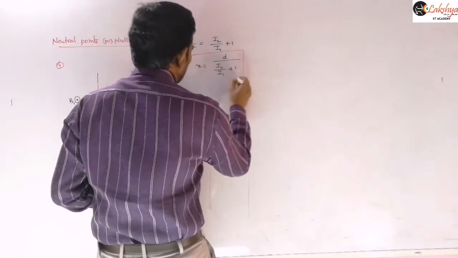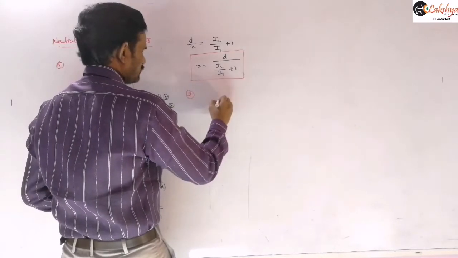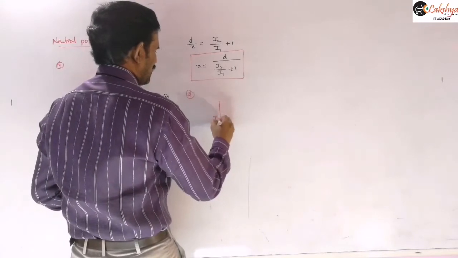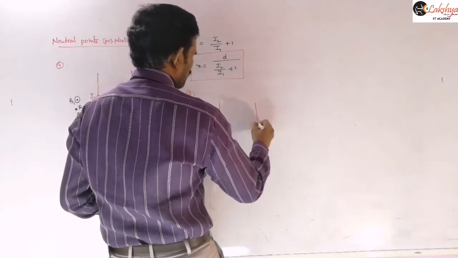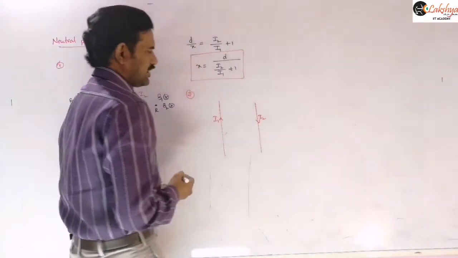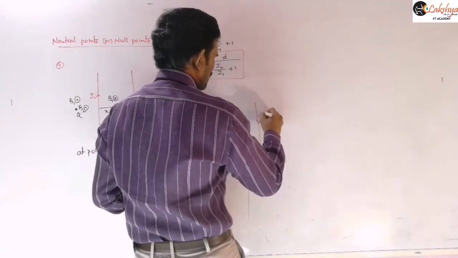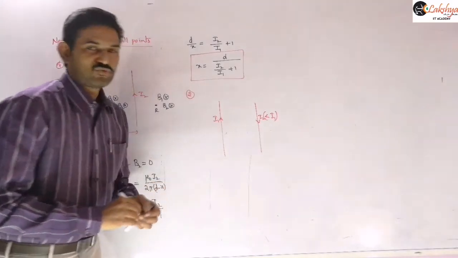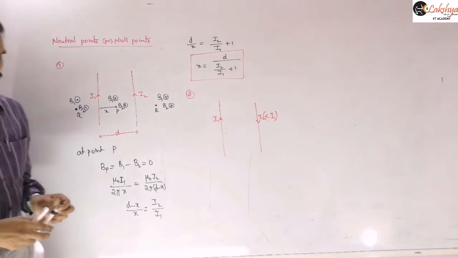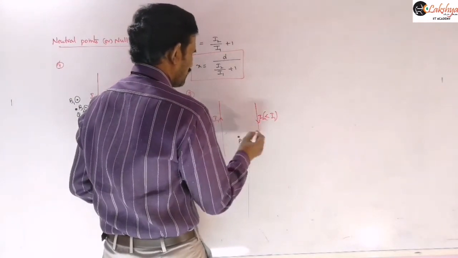Now suppose you consider the case where the currents are flowing in opposite directions. Suppose this is the I1 value here and here there is some I2, flowing in the opposite direction like this. And I am also considering that the magnitude of I2 is less than that of I1. Now let us take an internal point, that means a point in between these two wires here.